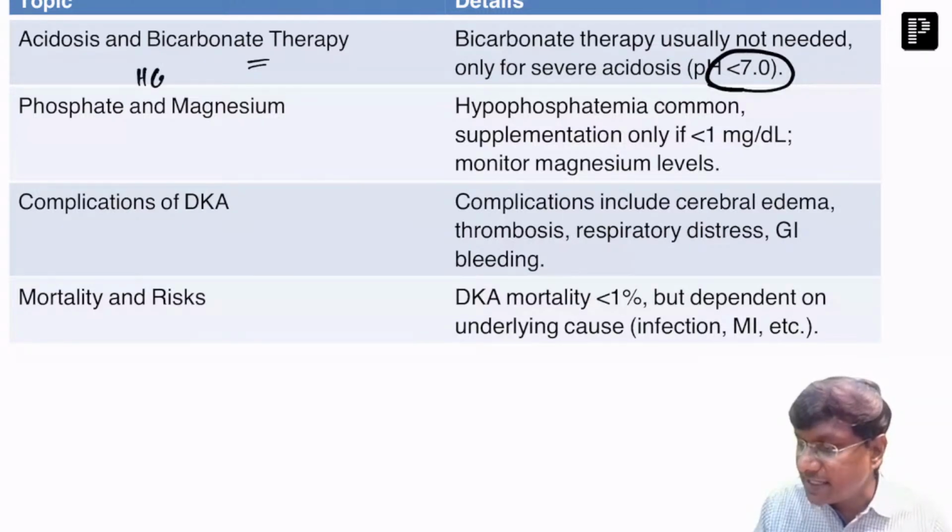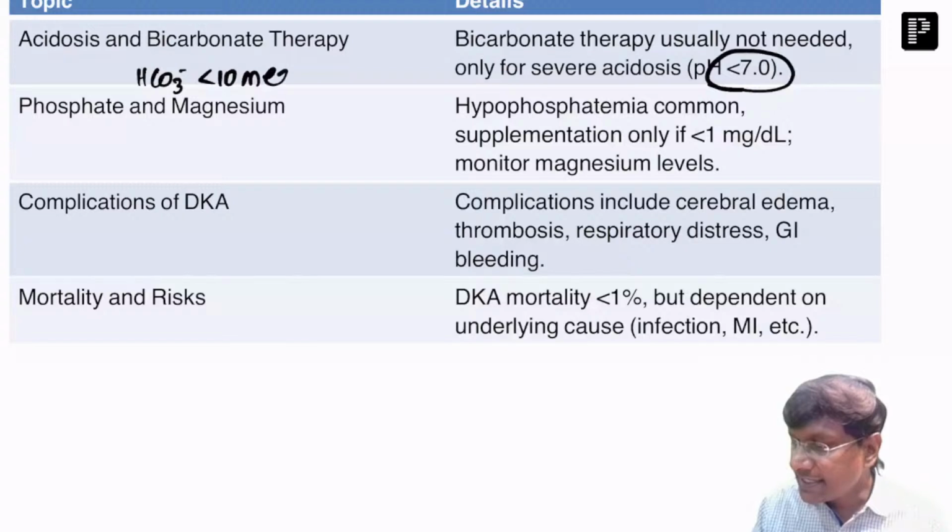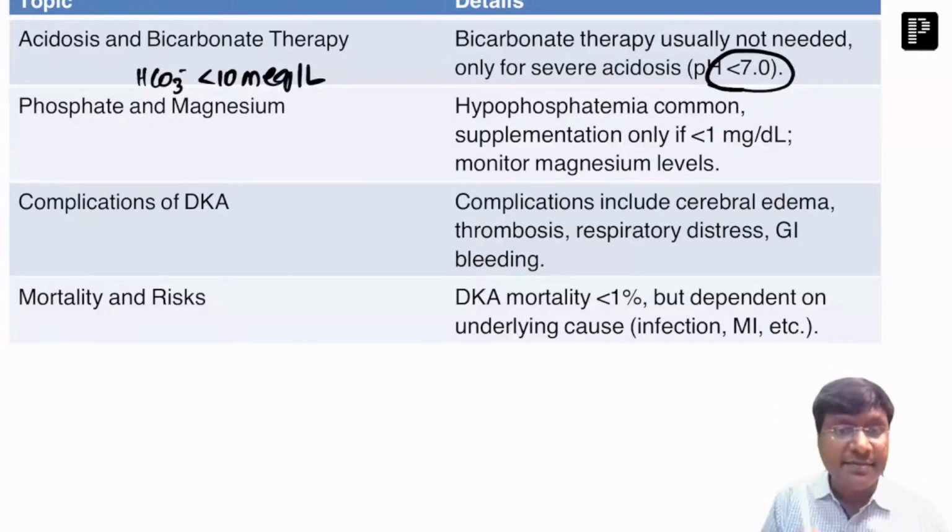Or when the bicarbonate level has reduced to less than 10 milliequivalents per liter, right? When the bicarbonate level has reduced to less than 10 milliequivalents per liter, that is the point when you need to give the bicarbonate. So bicarbonate therapy should be given when the sodium bicarbonate levels are less than 10 milliequivalents per liter or when the pH is less than 7.